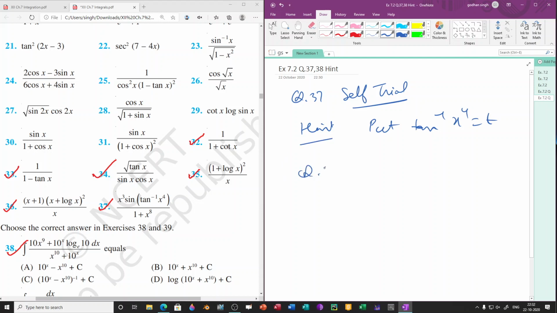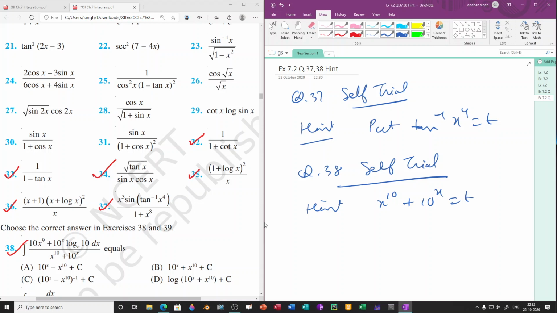And for question number 38, that is also for self trial, the hint is, whatever is in the denominator, take that as t: x raised to 10 plus 10 raised to x equal to t, because differentiation of x raised to 10 is 10 into x raised to 9 plus, and we know that differentiation of a raised to x is a raised to x into log a. So differentiation of x raised to 10 will be 10 x raised to 9 plus differentiation of 10 raised to x will be 10 raised to x into log 10 with base e.